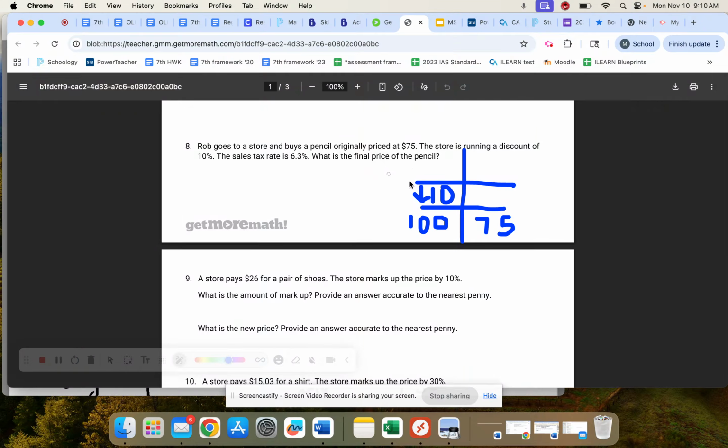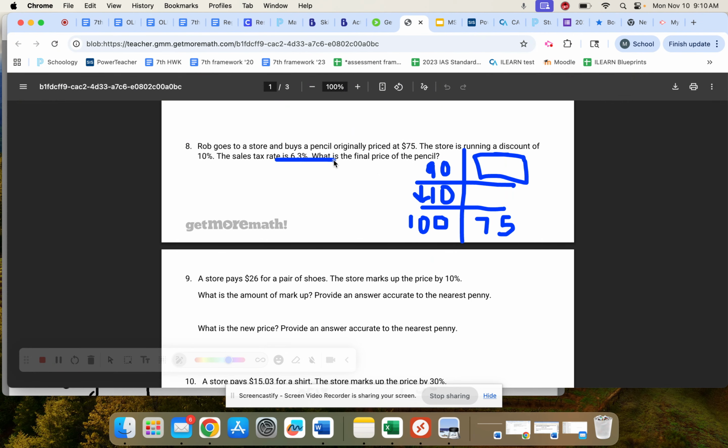Okay, so here's a quick hint on 8. Originally, a pencil is $75, I guess. The store's running a discount of 10%. So you're going to save 10%. You're going to pay 90%, almost all of the asking price. So you have to find this box right here. But that's not your final answer. It says the sales tax rate is 6.3%.